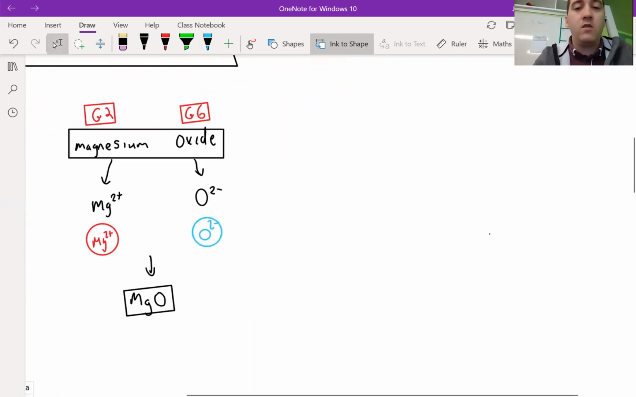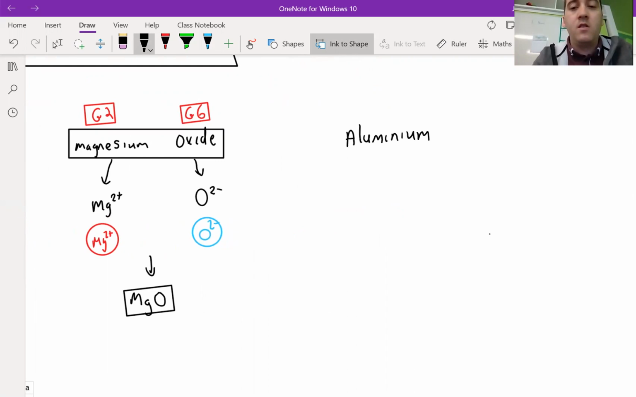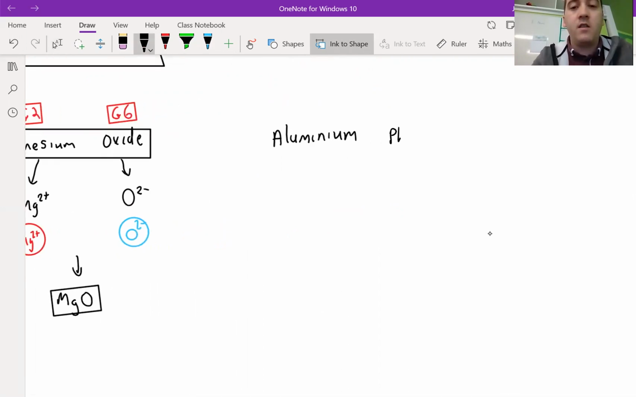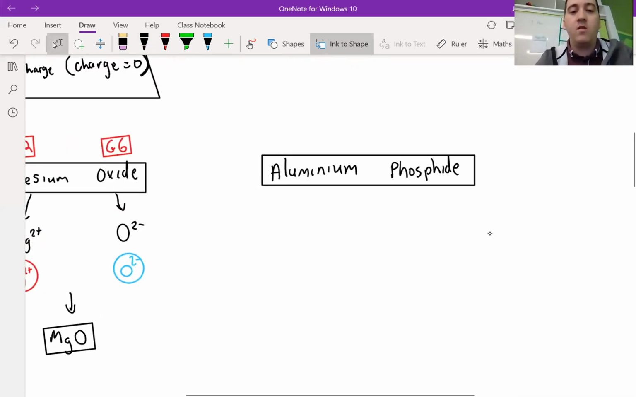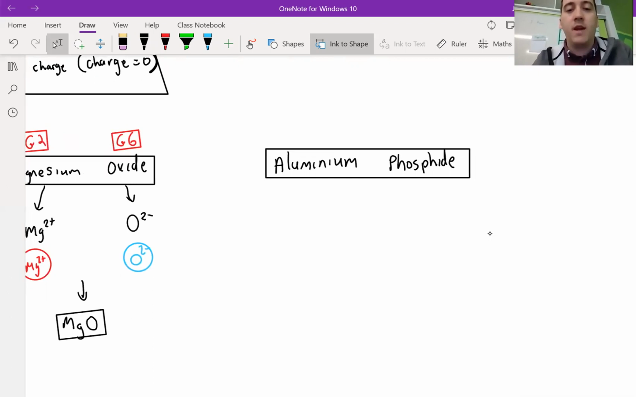Right, you're going to do one now. Let's take the substance aluminium phosphide. What I want you to do is pause the video and find out what the formula is going to be. You should only be playing if you have figured out what the formula of aluminium phosphide is going to be. I'm going to begin by finding out what group each of them is in.